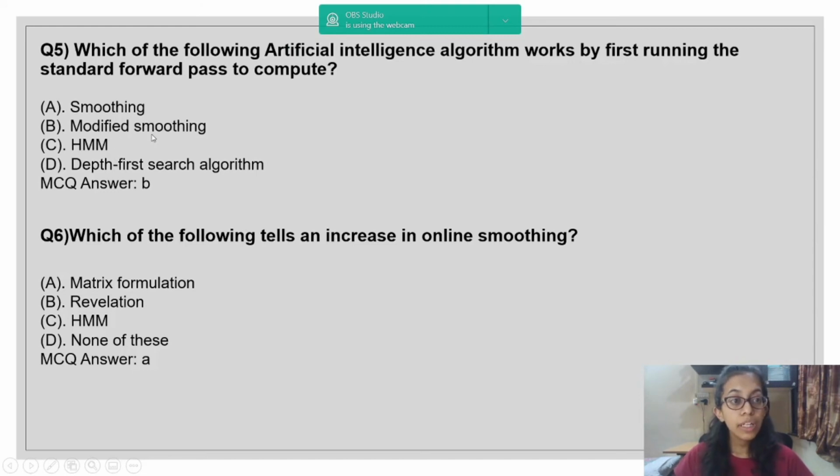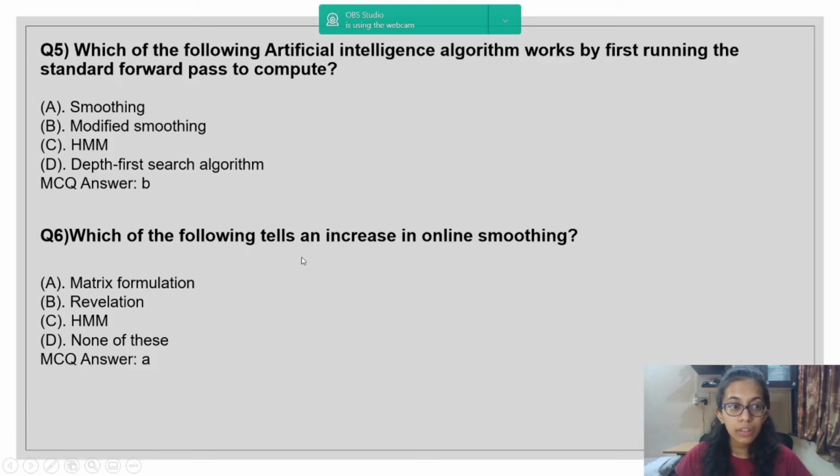Now in smoothing and modified smoothing, I mentioned smoothing is the removal of extremities. Now the question mentions artificial intelligence algorithm. So in modified smoothing, the removal of extremities is done based on the weights of the inputs, whereas in smoothing, the extremities are removed. So this is more applicable to the artificial intelligence algorithm. That's why the answer is B.